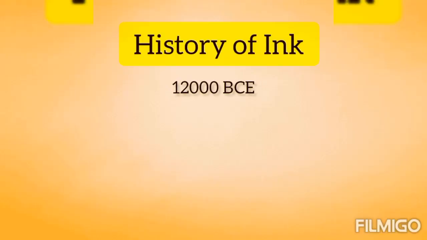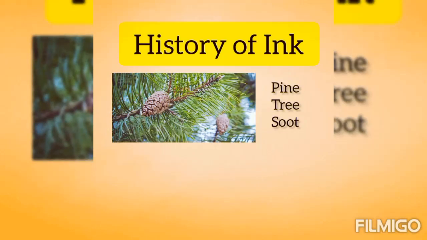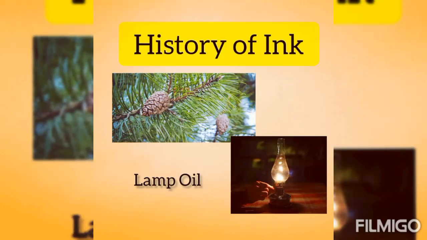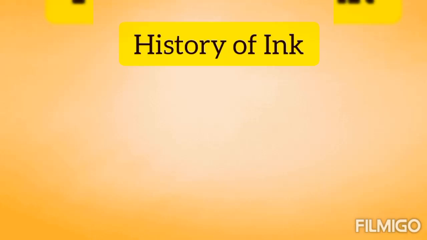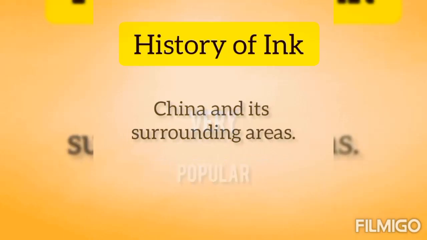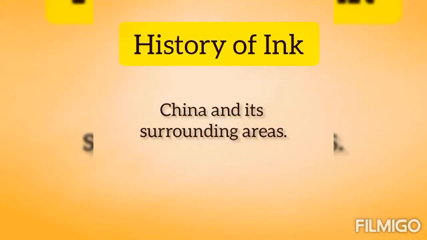In 12,000 BCE, a Chinese inventor, Tian Liqiu, created black ink for writing using organic components of pine tree and lamp oil. He added gelatin to the mixture to make it complete. This first black ink became very popular in China and its surrounding areas.